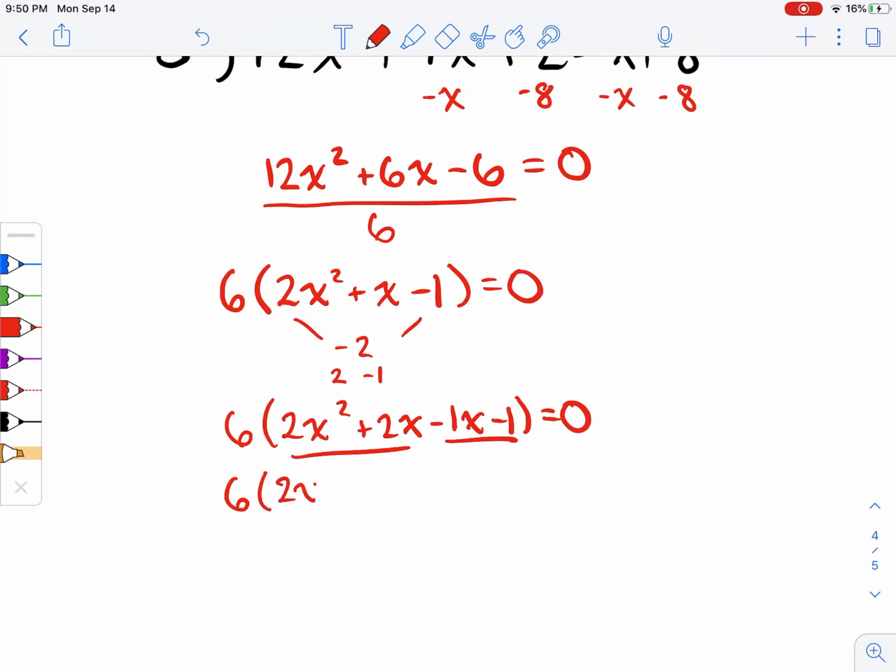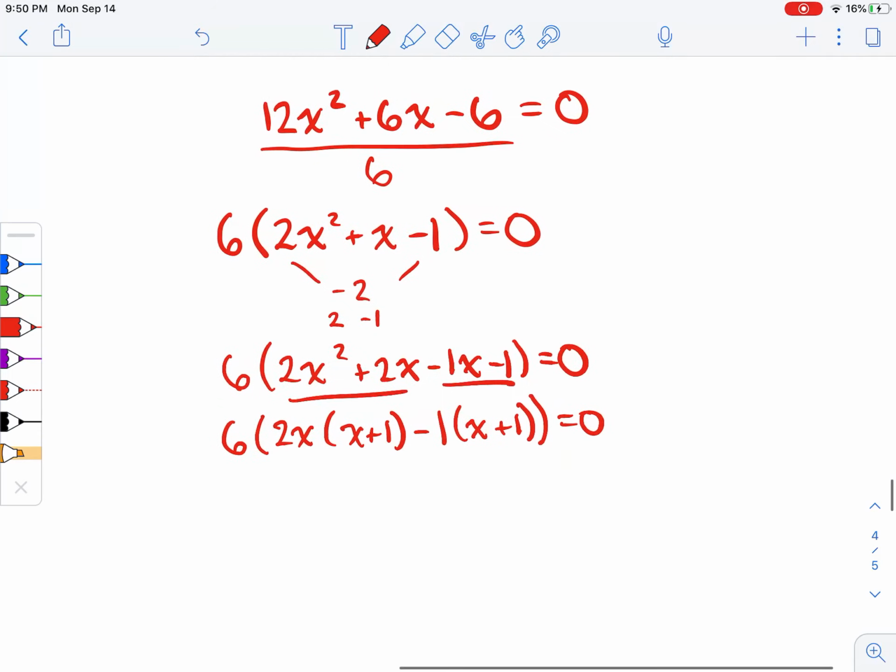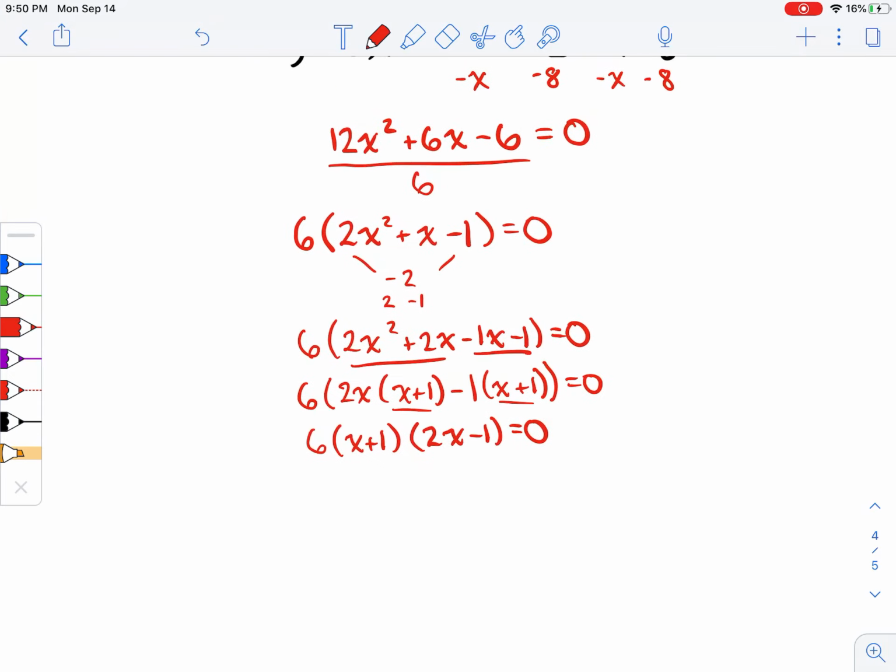So from the first two terms, I can pull out a 2x, and I'm left with x plus 1. From the second two, I can pull out a negative 1, and I'm left with x plus 1, all equal to 0. Again, we're kind of going crazy with the parentheses, so maybe if there's another way you want to write this, do whatever works for you. My repeated factor, and my other factor.